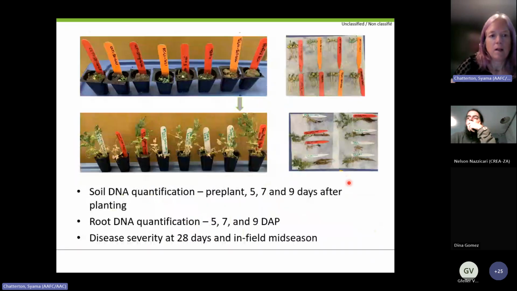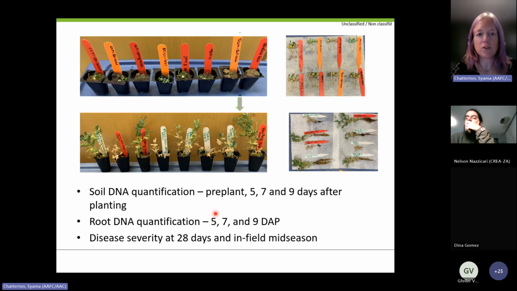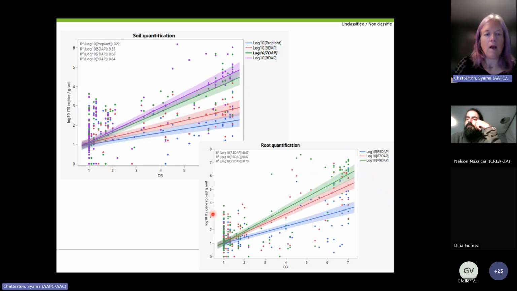And so we tested them in that same way that I showed before, set up these bioassays, and then rather than doing every 2 days for 32 days, we just focused on that pre-plant, the 5, 7, and 9 days after planting, because that's really where we saw that surge in being able to quantify Aphanomyces. And then we also did a 28-day bioassay and then compared that with in-field mid-season.